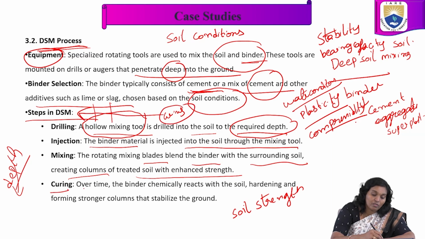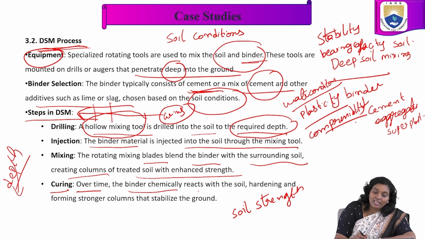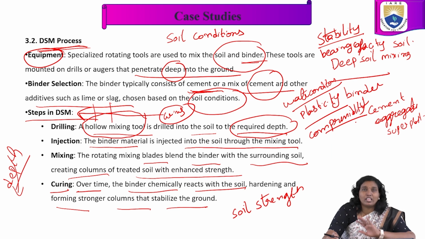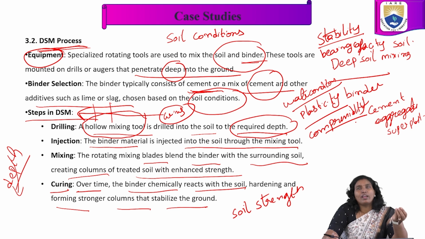So in curing over time, the binder chemically reacts with soil, hardening and forming stronger columns that stabilize the ground. So stability is also one of the parameters in this kind of deep soil mixing. According to the strength point of view, hardening of the soil, and also the compressibility: whenever it is highly compressible, it reduces that compressible nature of the soil, and also gives stabilization. These are the parameters involved in this particular condition.